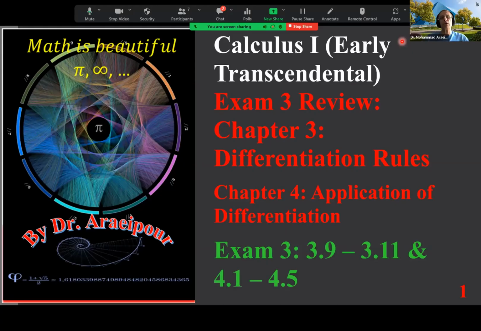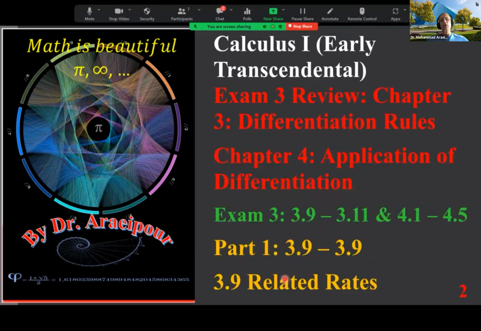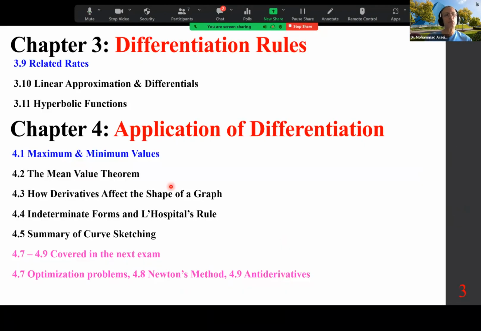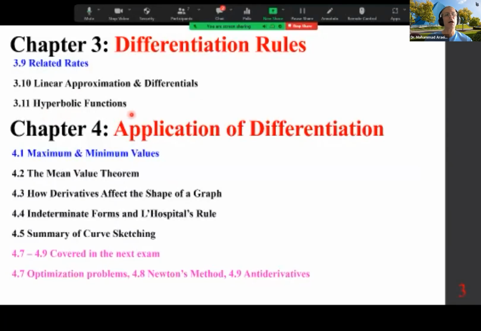Good afternoon, class. We are looking at Calculus 1 Exam 3. Here's the synopsis of that, covering Chapter 4, Applications of Differentiation. Exam 3 goes from 3.9 to 3.11, 4.1 to 4.5. And here's Part 1, 3.9, related rates. So what we cover: 3.9 related rates, 3.10 linear approximation and differentials, 3.11 hyperbolic functions.